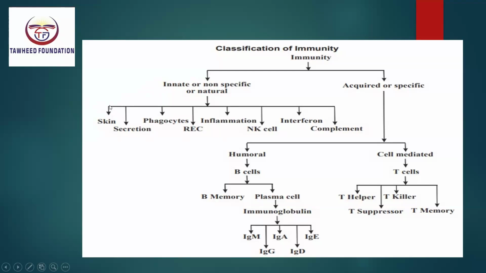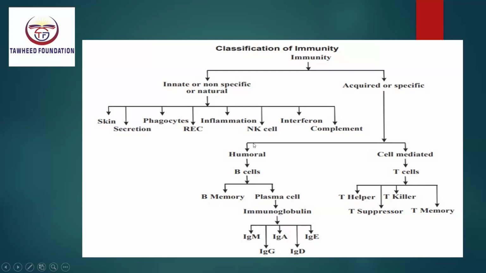Key components include skin and secretions. Skin and secretions are physical and chemical barriers, such as saliva, tears, and stomach acid, that prevent entry of pathogens. Phagocytes and RES. RES is reticuloendothelial cells, that is white blood cells, for example, neutrophils and macrophages that engulf and destroy pathogens. Third is inflammation. It is a localized response to infection or injury that results in redness, heat, swelling, and pain, which aids in defense and healing.